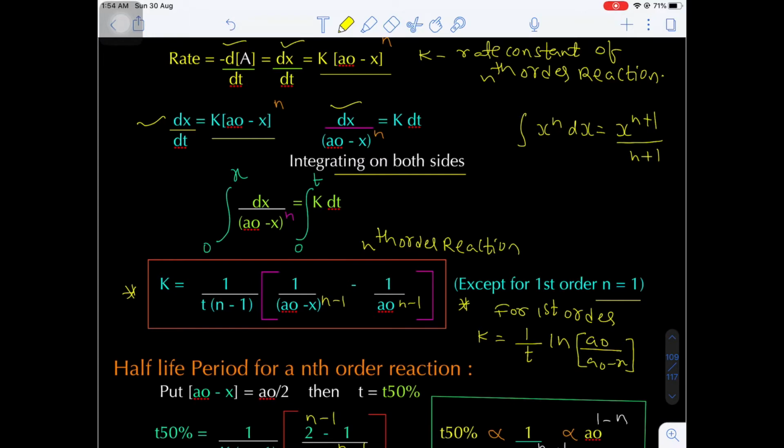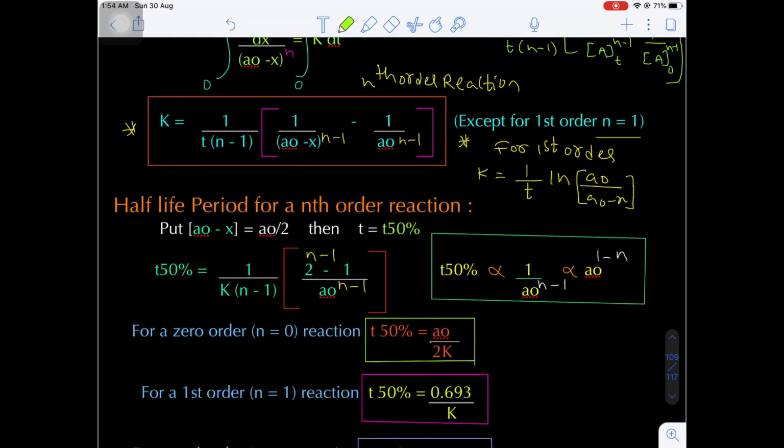Now this can also be written like this: k is equal to 1 by t into (n minus 1), into [1 by the concentration of reactant at time interval t to the power n minus 1, minus 1 by the initial concentration of reactant a naught to the power n minus 1]. Okay, now after getting the rate constant expression for an nth order reaction, the next one is the half-life period for the nth order reaction.